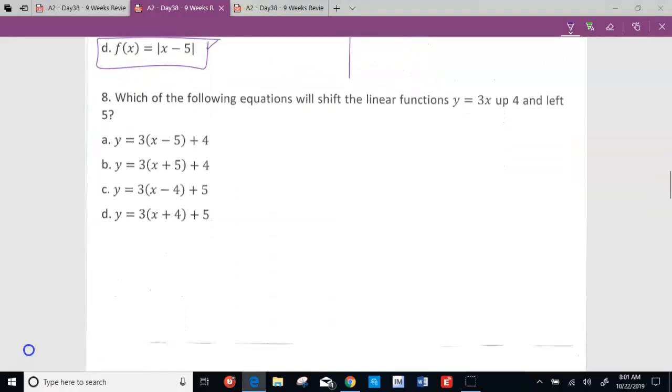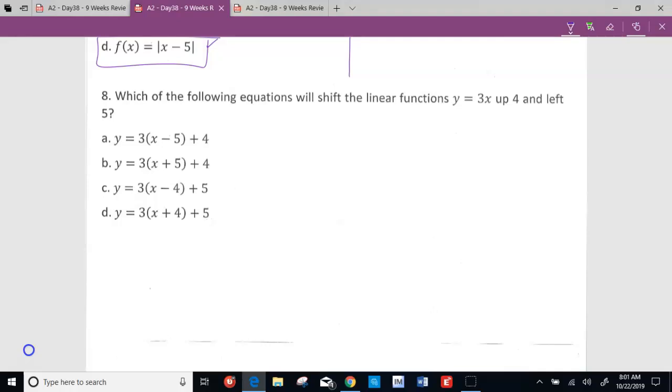For number 8, this one is extremely complicated. And if there is one like this on the test, I am going to count it with the most minimum of points because I believe this one's a little bit more than what we've looked at before. But here's what we have.